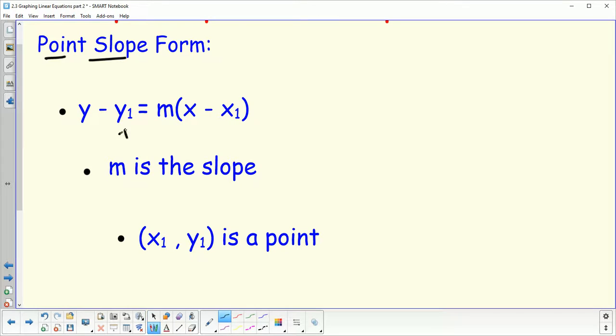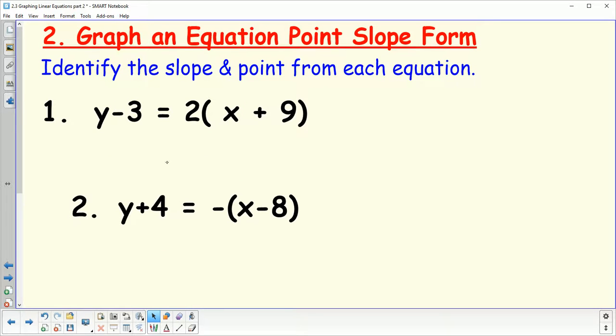So this y1, x1. Now, one thing to keep in mind, your x and your y values here are always opposite. So if this is minus, x1 is actually positive. If this is a plus, x1 is actually negative. Same thing with the y value. If it's minus, y1 is positive. If it's plus, y1 is negative. That's the most difficult piece for people usually.